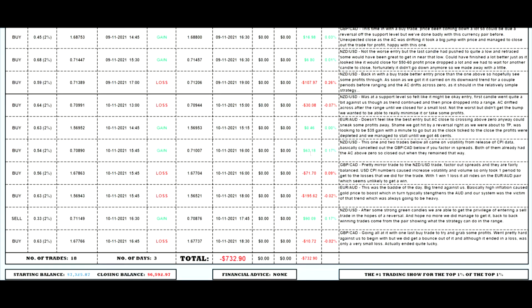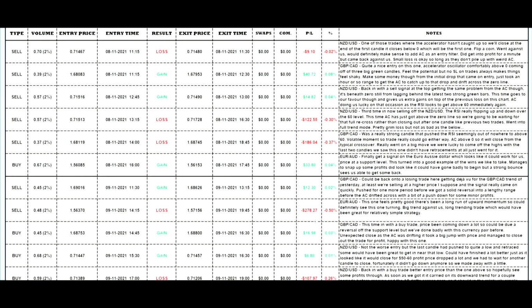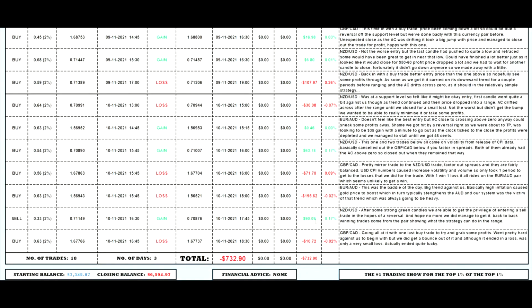Particularly almost $500 those losses came on the Euro Australian dollar from yesterday and today. Yesterday, that big one there, $278. That was a giant loss, and then today another one for $195. Yesterday was a sell for that loss, today was a buy for it. Really poor trades. And we didn't get a green day out of it.